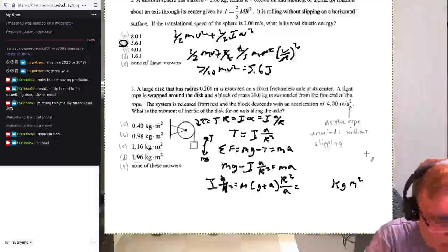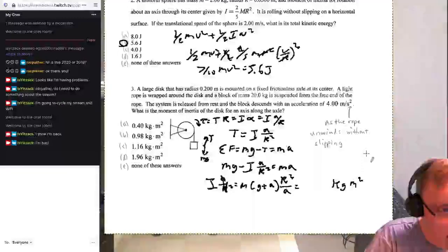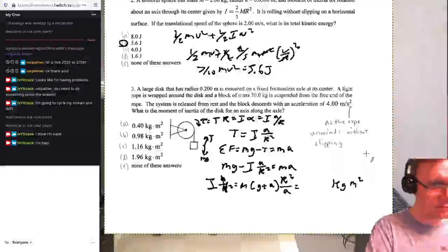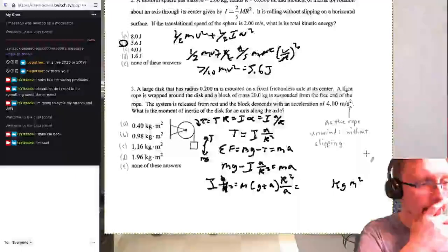All right, now I'll do that. 9.8 plus 4, times the radius 0.2 squared, divided by acceleration of 4. 2.7, uh-oh, shoot. Oh, dear.